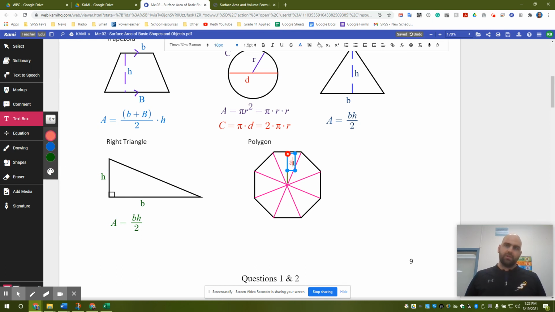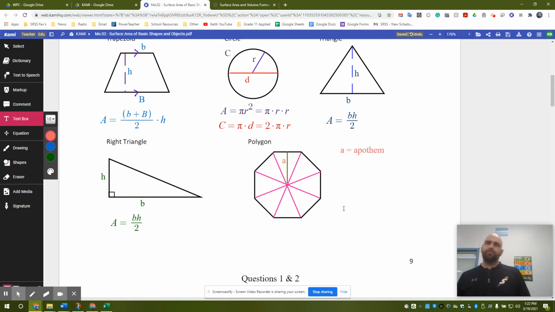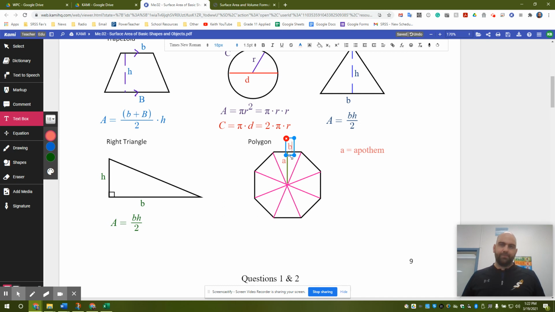I'm just going to put a little a there. A is for apothem. I'm just going to write that out. Something called the apothem. So it's equal to the apothem. So we need to know what this distance is from the middle of one side to the center. There's our apothem. The other measurement that we need is the base length, and that's the one length of a polygon. So one side of a polygon is the base.